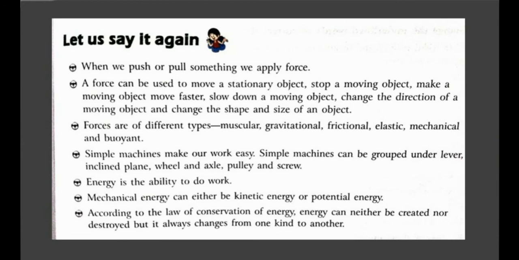Simple machines make our work easy. They can be grouped under lever, inclined plane, wheel and axle, pulley, and screw. Energy is the ability to do work. Mechanical energy can be either kinetic energy or potential energy. And what does the law of conservation of energy state? That energy can neither be created nor destroyed, but it can always change from one kind to another.